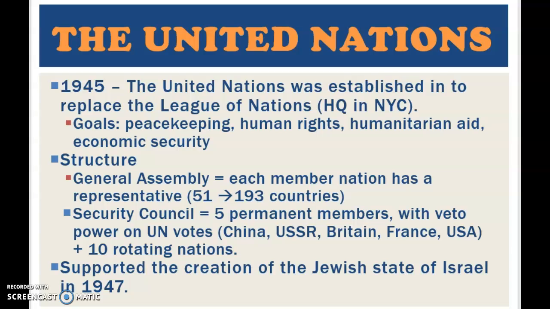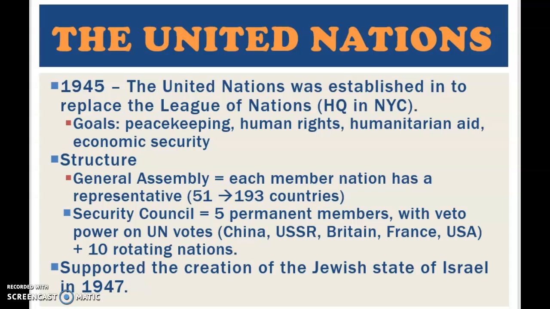So this was established in 1945, basically to replace the old League of Nations. All right, it's going to have its headquarters in New York City. And the main goal is, of course, peacekeeping, right? We don't want another world war like World War I or World War II, promoting human rights, natural rights, providing humanitarian aid in times of crisis, like a natural disaster or a famine or a global pandemic, and then also economic security.